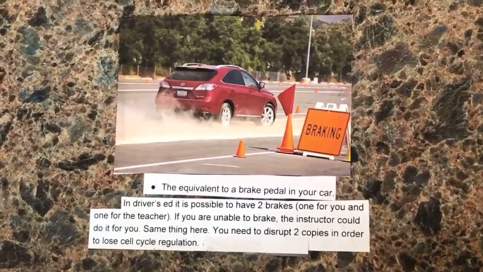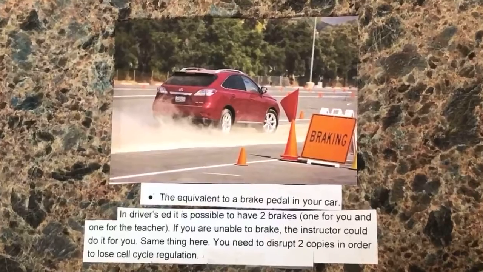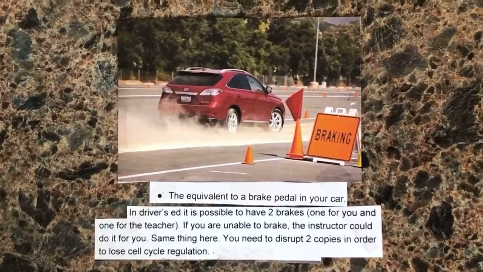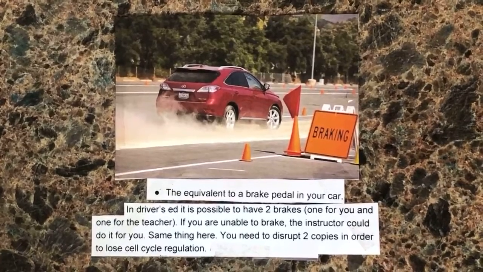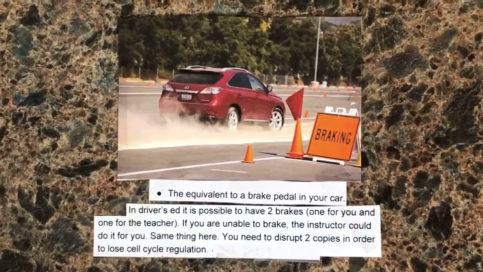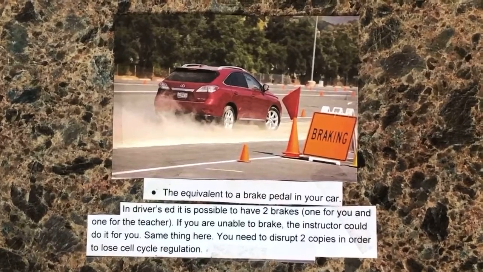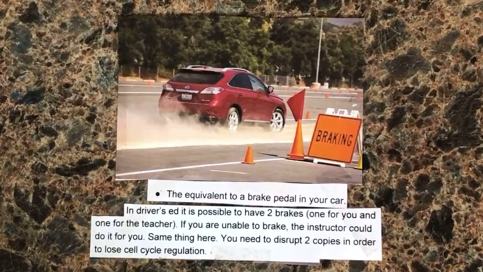A tumor suppressor gene is the equivalent to a brake pedal in your car. In driver's ed, it's possible to have two brakes, one for you and one for the instructor. If you are unable to brake, the instructor could do it for you. Same thing here. You need to disrupt two copies in order to lose the cell cycle regulation.